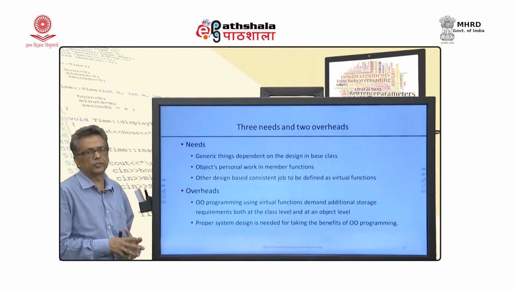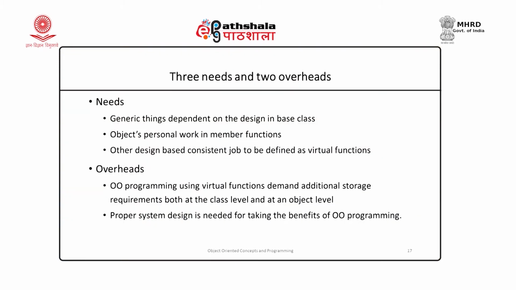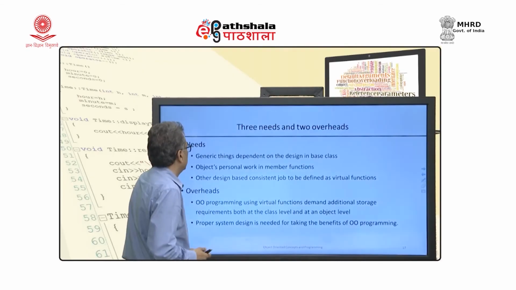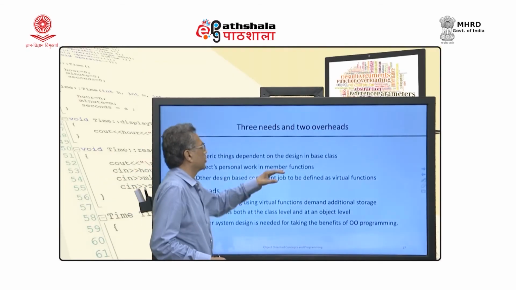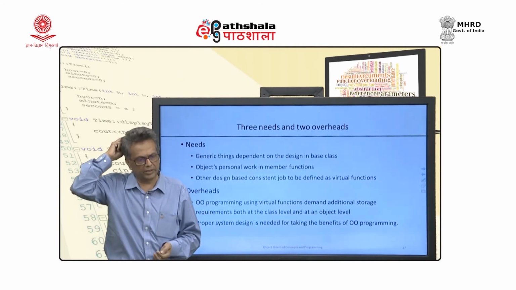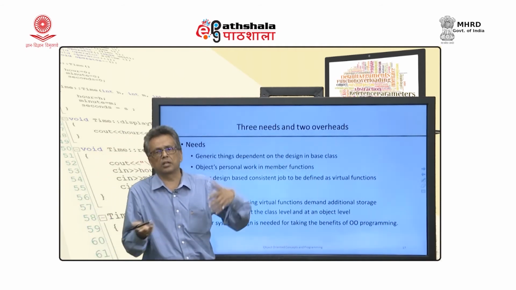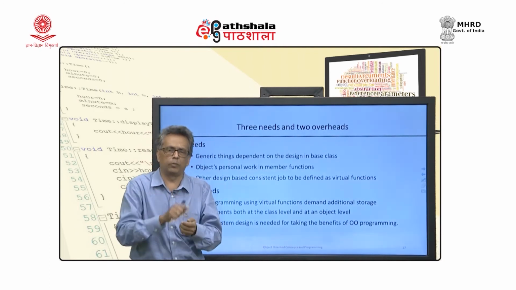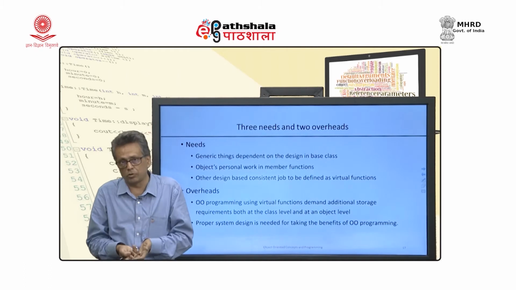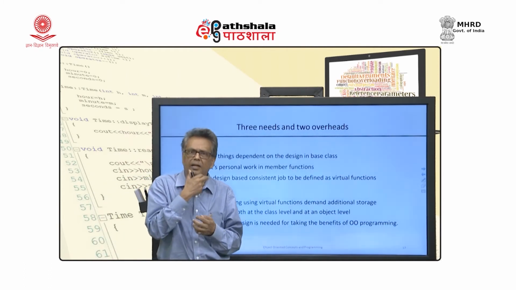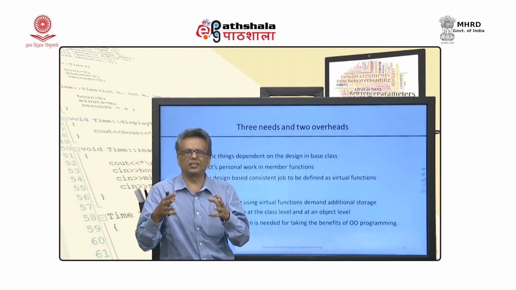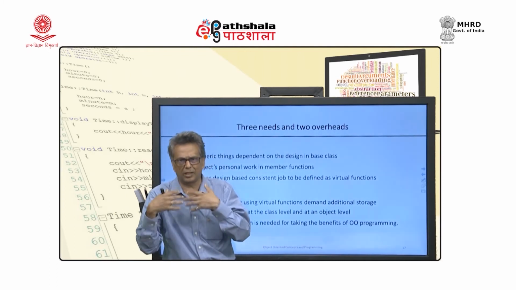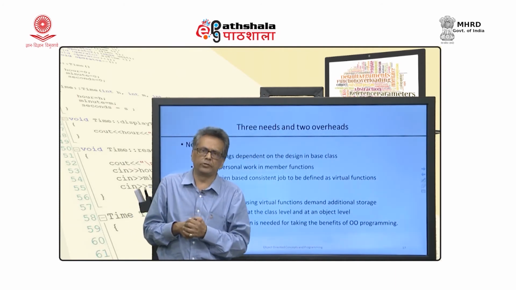There are three different needs for such a design. First, generic things dependent on the design have to be there in the base class, because that is to be inherited in all other classes, and that is basically the idea of top down designing. Whatever the personal work of an object is, it is to be done in a member function. For example, our constructors: the square constructor will have its own information, length and the left bottom point. The point constructor will have its own constructor, and so on. Every class constructor is specific to that class object, and that is the reason why it is to be embedded in a member function.